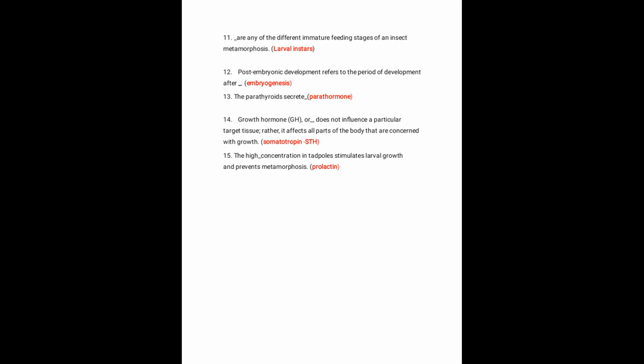Thirteenth, the parathyroid secretes parathormone hormone. The hormone name is parathormone. Fourteenth, the growth hormone GH or dash does not influence particular target tissues, rather it affects all the parts of the body that are concerned with growth. The answer is somatotrophin STH.